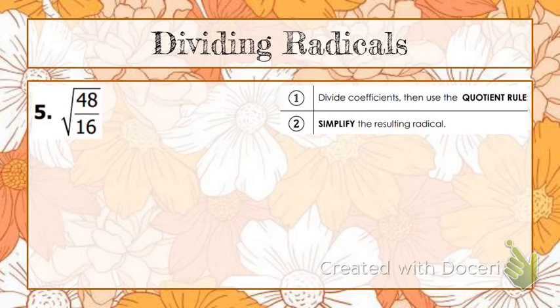And 48 divided by 16 is just 3. So we get the square root of 3. And 3 is already simplified, or is not divisible by any perfect squares. Whew. So that's your final answer.